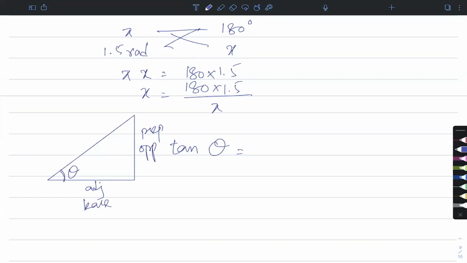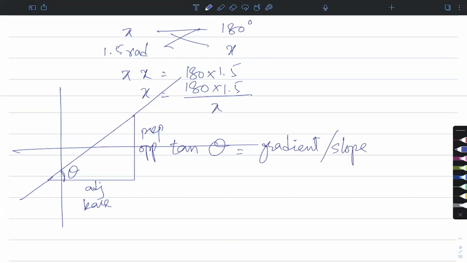Now, another way of looking at that is to imagine this triangle was actually on a graph, and this wasn't really a hypotenuse, it was just another line going like that. Then tan theta is nothing but the gradient or slope of the line. Okay, so we know slope. The slope of a straight line is equal to tan of its angle, the angle it makes with the horizontal.